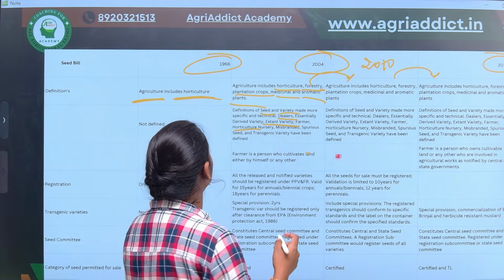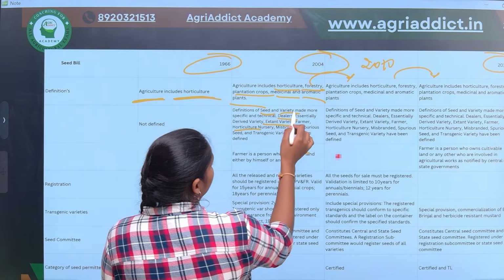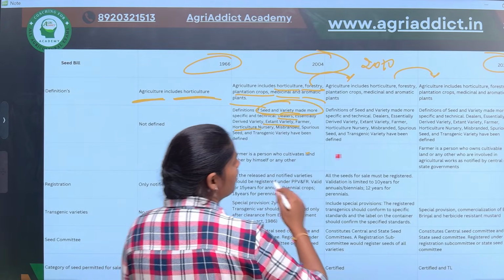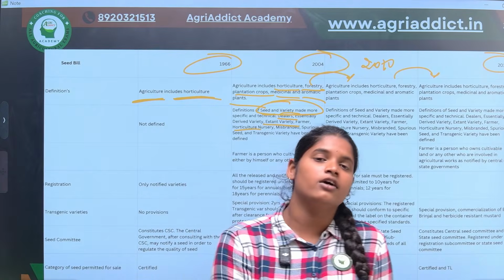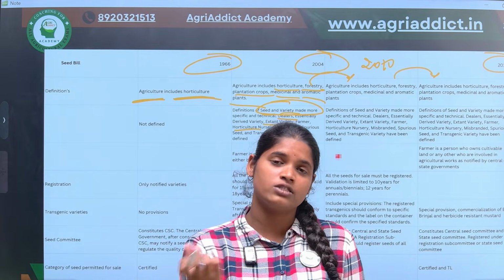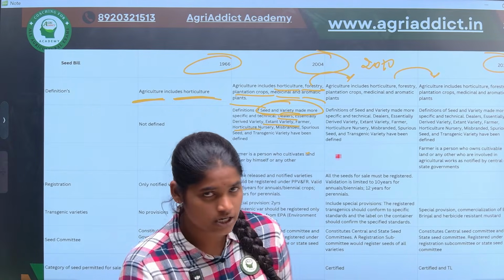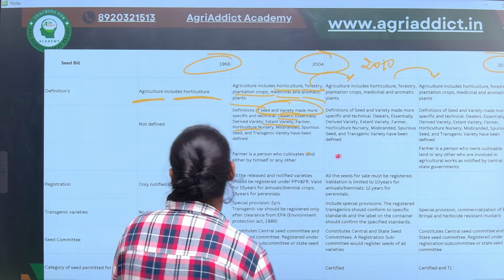But in 2004 and 2010, they have given definitions for such terms. They have clearly defined what is seed, who is considered to be a cultivator, who is considered to be a farmer, who is considered to be a dealer and all. Okay.